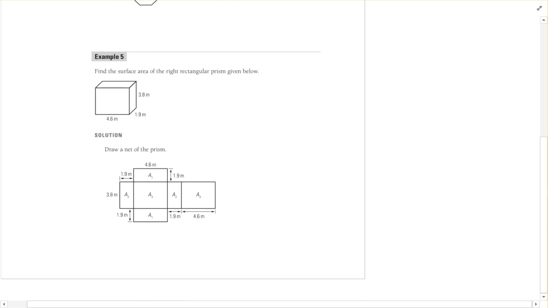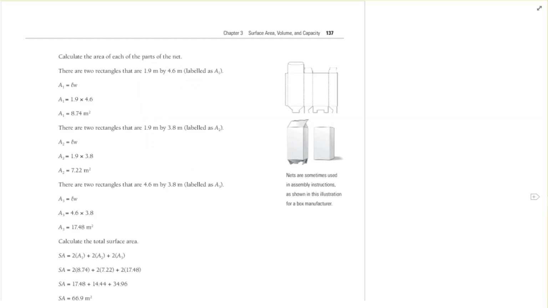Okay, example 5. This one's really just another example of a net. The only difference is that we've got 3 different sides now, so it's going to look a little different. It's going to be just a little bit more complex. So you can look through that one.